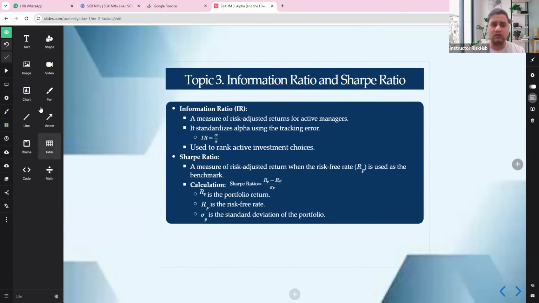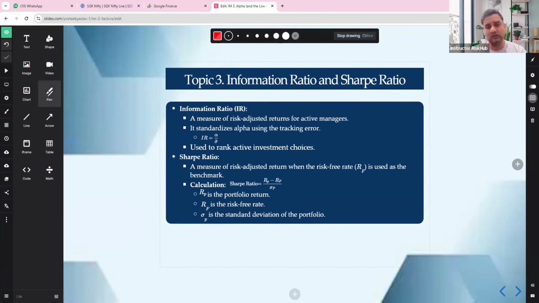Information ratio is basically your alpha divided by tracking error, which means the return per unit of active risk. Think of how much alpha per unit of deviation from the benchmark. Why does the information ratio matter? Because it is used to evaluate your active manager and to compare your strategy. Interpretation: a higher information ratio means better skill per unit of risk taken, right?